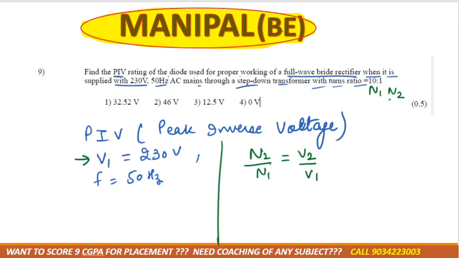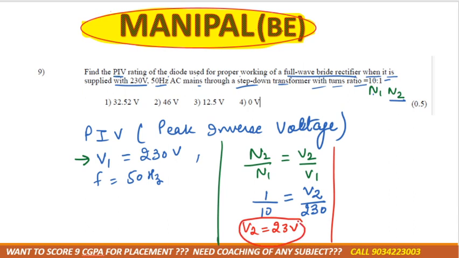So it's a step down transformer. N2 is how much? 1. N1 is how much? Given 10. V2 we need to calculate. V1 is how much? 230, right? So simplifying it, we'll get V2 is equal to 23 volt, or you can do it directly also, that if it's a 10 is to 1 ratio and we have given 230, obviously we can divide it by 10. So we'll get secondary voltage is how much? 23 volt, correct?